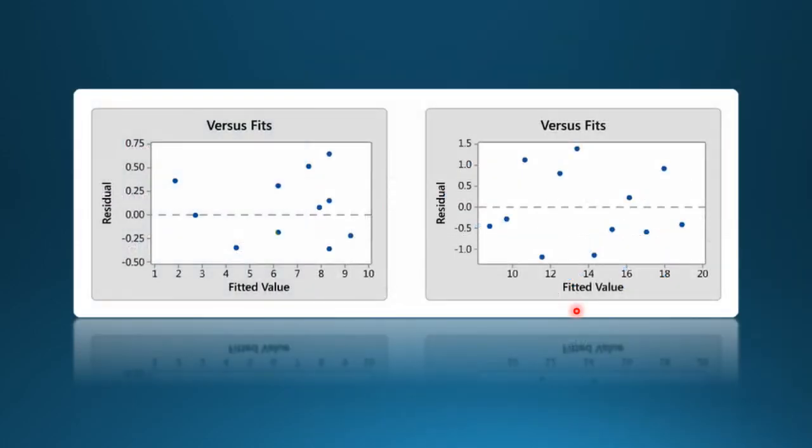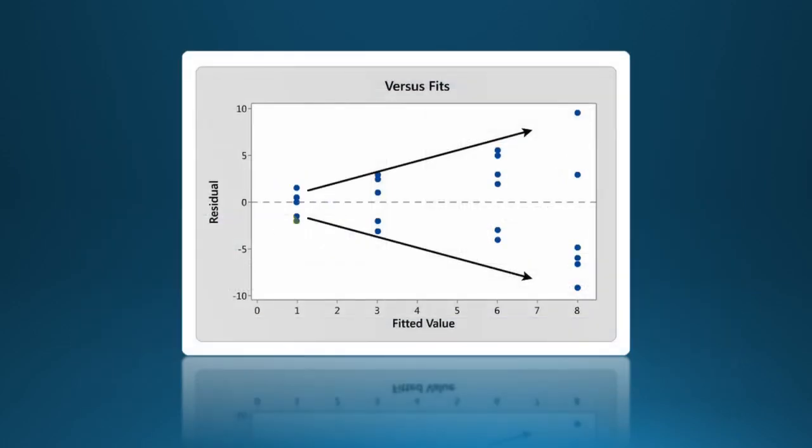These plots demonstrate constant variance across the x values. The scatter of the points around the line is similar across all values of x, and no unusual patterns in the data are present. This plot demonstrates a common problem. The residuals increase systematically with the fitted values, which is sometimes called the funnel or megaphone effect.